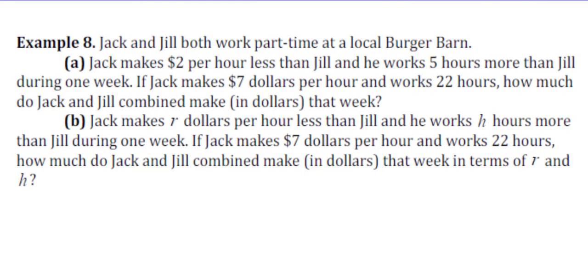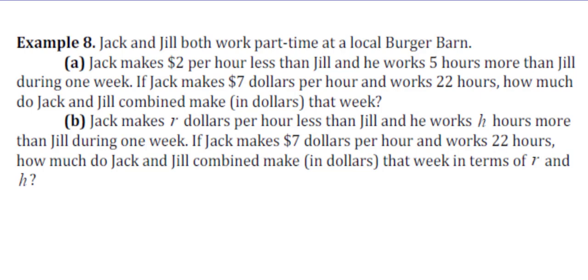All right, we have finally made it to the last problem in this section. Jack and Jill both work part-time jobs at the local burger barn. Where did they come up with these names, right? Romeo and Juliet, Jack and Jill, Tom, Dick, and Harry. Jack makes $2 an hour less than Jill, and he works 5 hours more than Jill during 1 week. If Jack makes $7 an hour and works 22 hours, how much do Jack and Jill combined make in dollars that week?